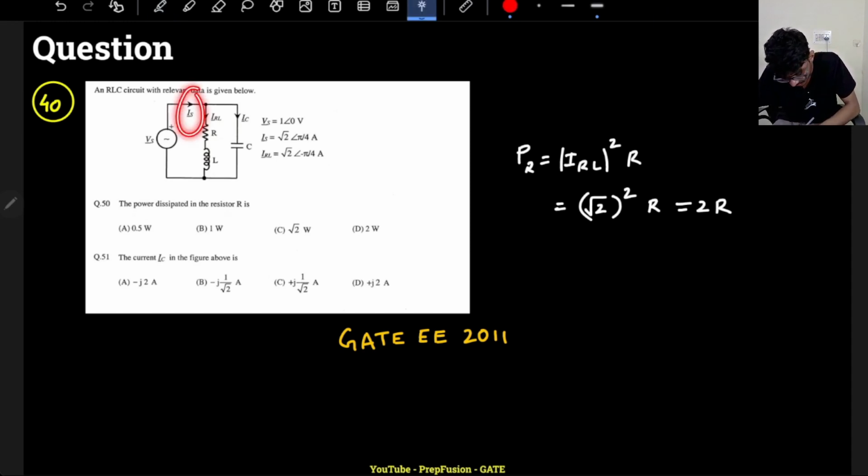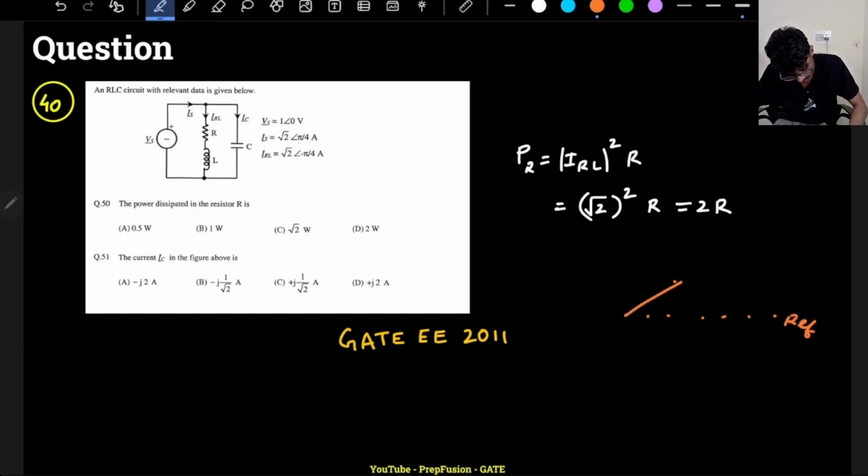What other information do I have? I have the information about IS, the supply current. Supply current is actually, if this is the reference, supply current is actually here, under root 2 at pi by 4. Where is the other IRL? IRL is minus pi by 2, so it is somewhere here. This is the IRL, correct? This is the IS. And this is the IRL.